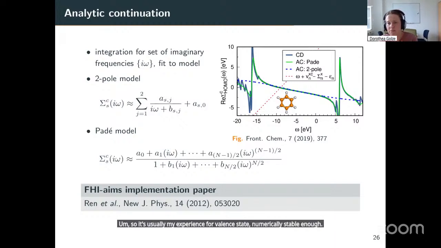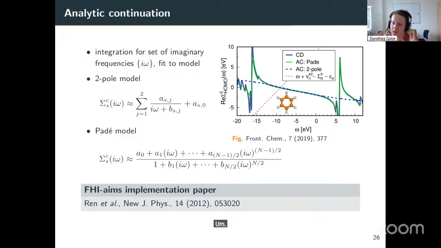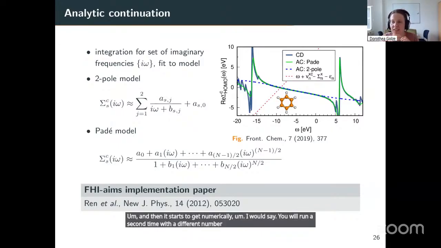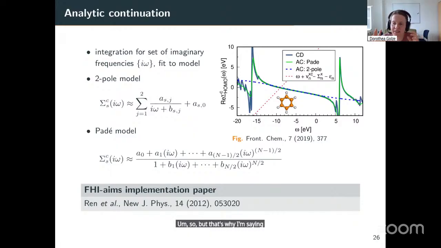So valence states, maybe going from 0 to minus 20 eV. And then it starts to get numerically, how to say, if you run a second time with a different number, of course, your values start to fluctuate at 10 to the power of minus 3. The deeper you go, the worse it basically gets. But that's why I'm saying for valence states it's usually fine. Then I would use Padé if available.